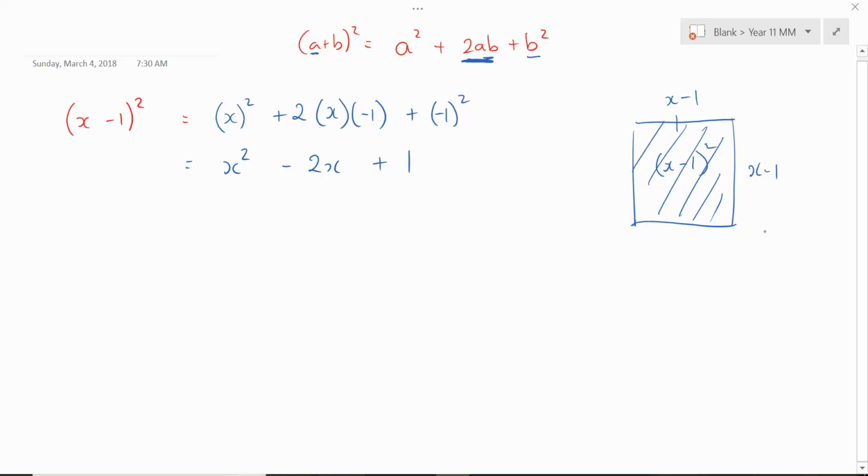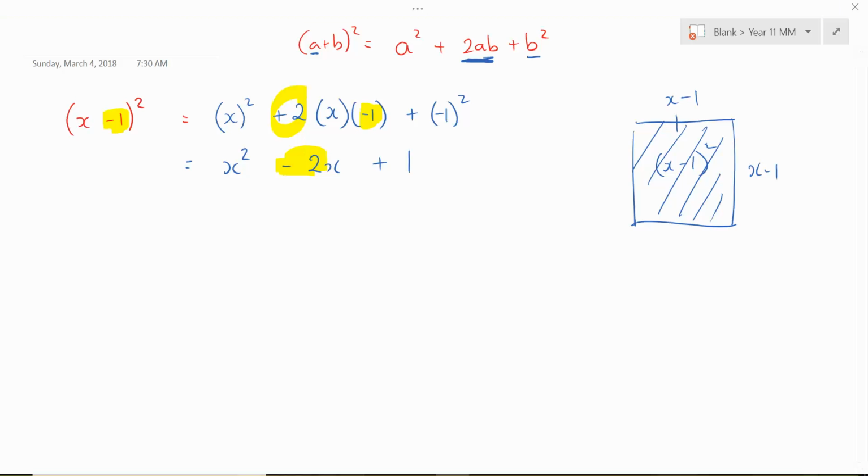x minus 1 times x minus 1 is x minus 1 squared, right? And that just gives you the area of a square. So if we have a look at this, we've got x squared minus 2x plus 1. Watch the pattern. When it's negative 2, this is negative 1, right? It's linked to that. How do we know that? Because twice negative 1 gives you the negative 2.